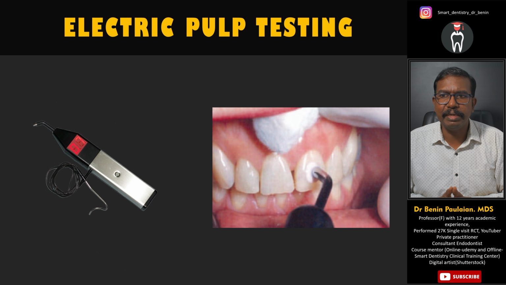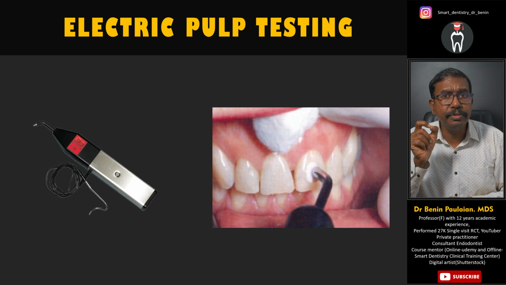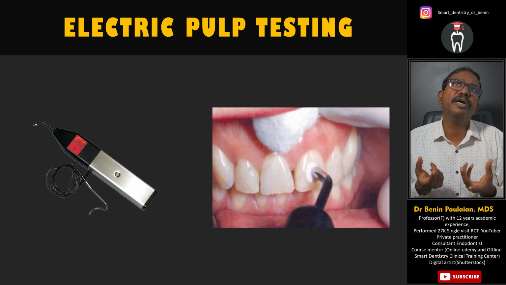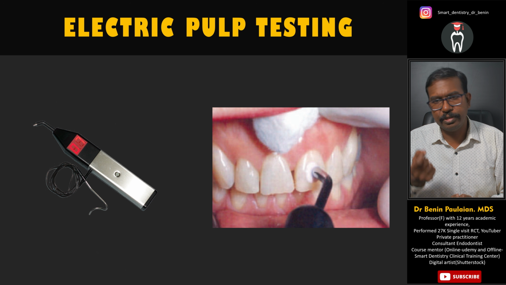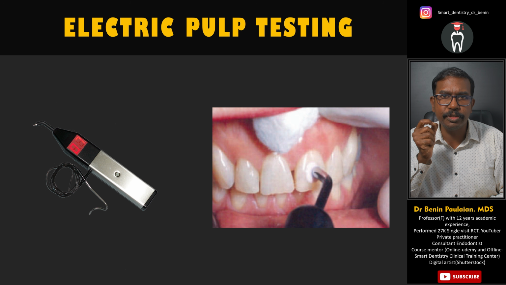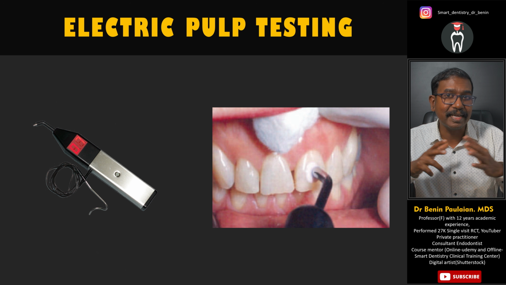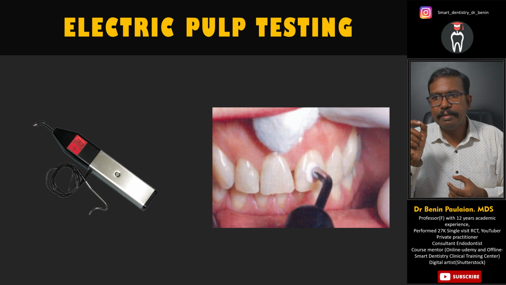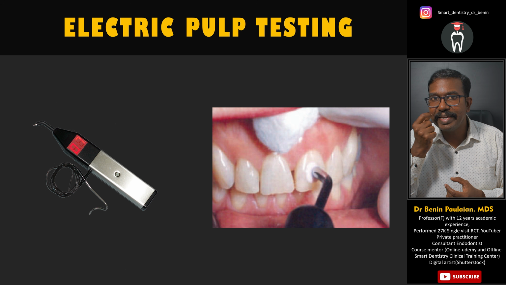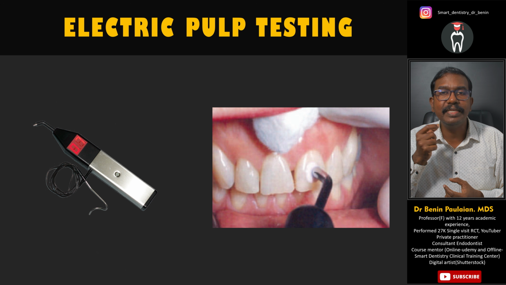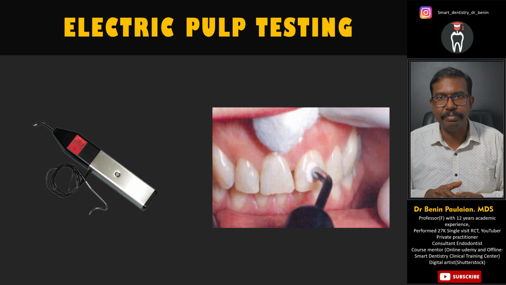While using electric pulse testing, the common mistake that everyone makes is that we have to use a conductive medium. The most commonly used conductive medium is toothpaste. So we have to apply a little toothpaste or any other electrically conductive medium on the tip of the instrument or in the area where we are going to evaluate. Then we have to use the electric pulse tester.